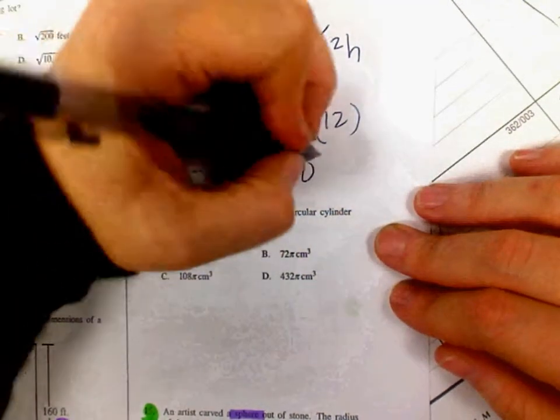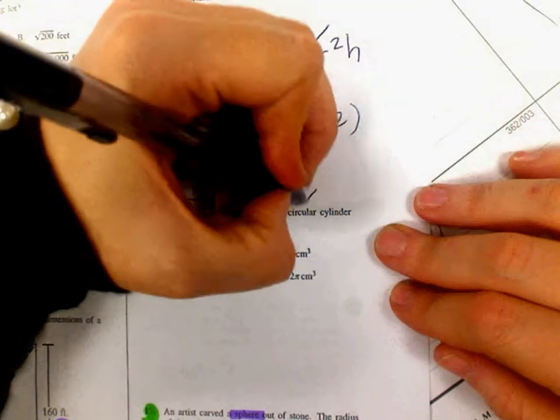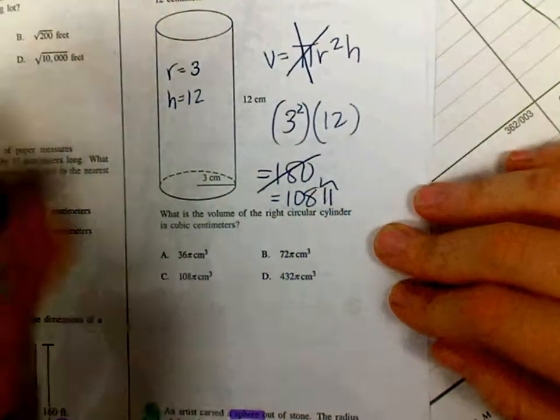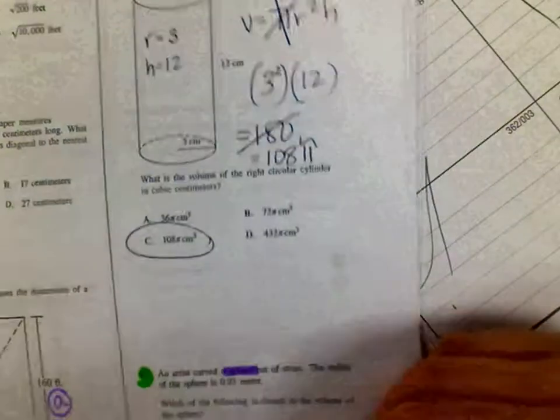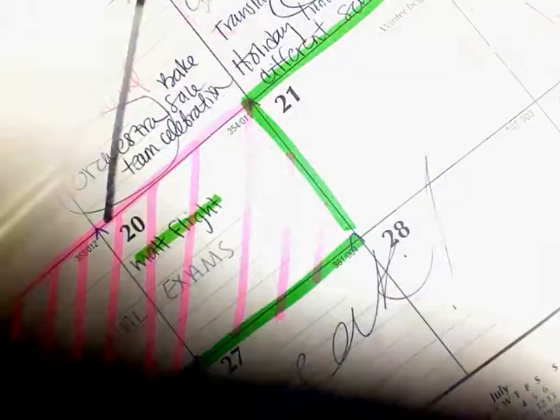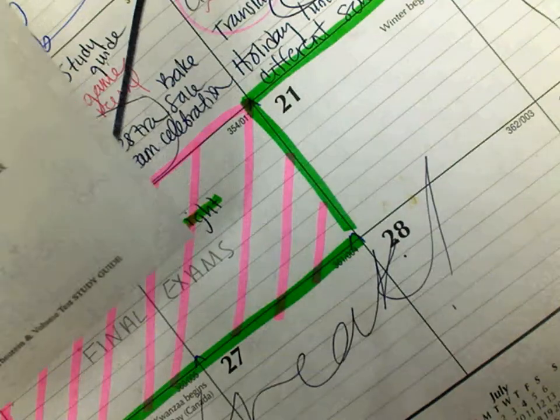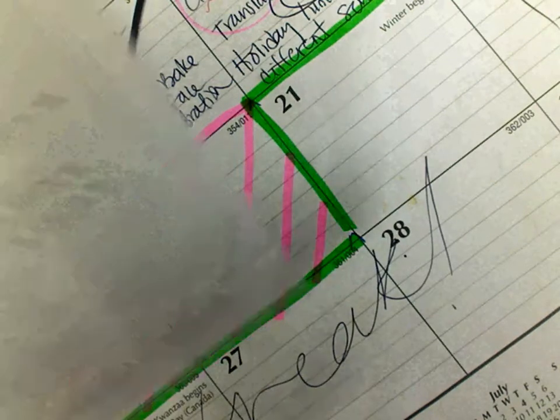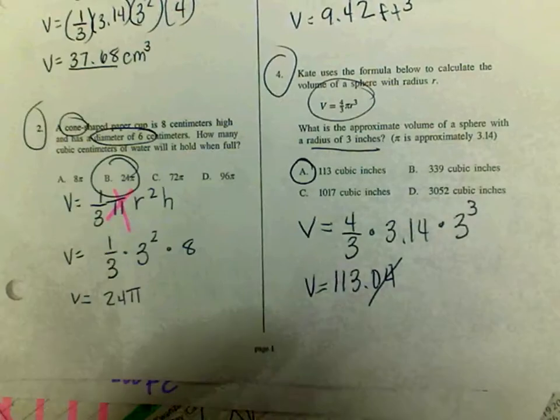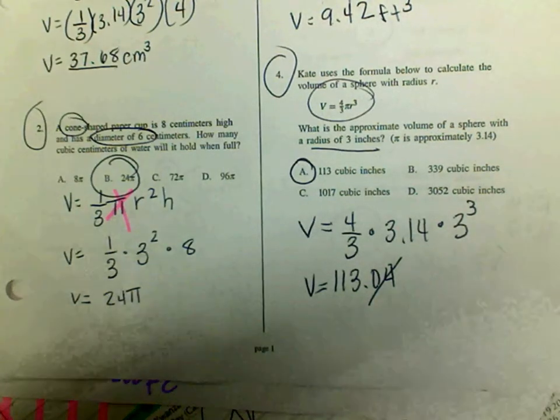So that gives you 108, and in terms of pi, that's 108 pi. So that is C. We did 15 in class, and that is it. We did the rest in class. So you guys study for your tests, look over the notes that we took today, study the ones that we did, and I'll see you tomorrow.